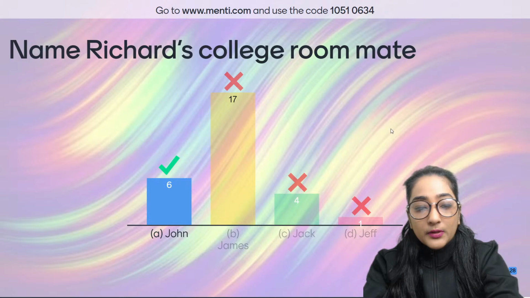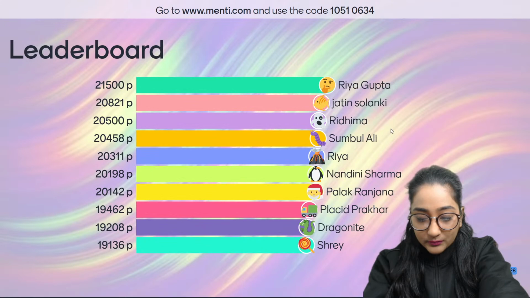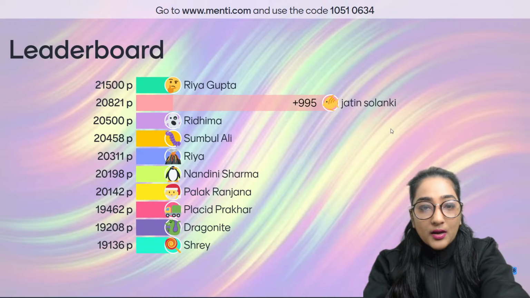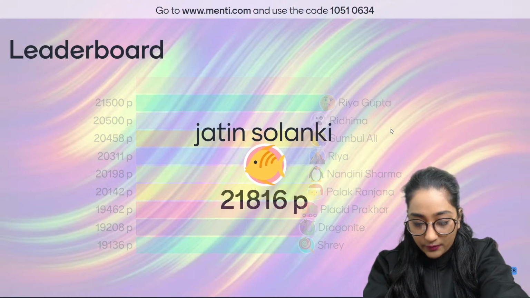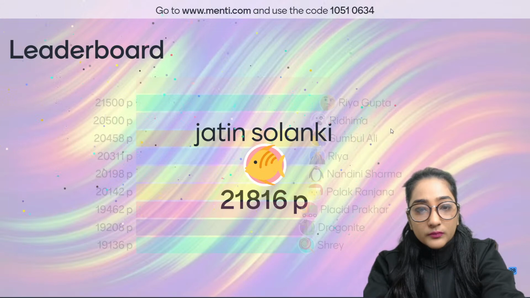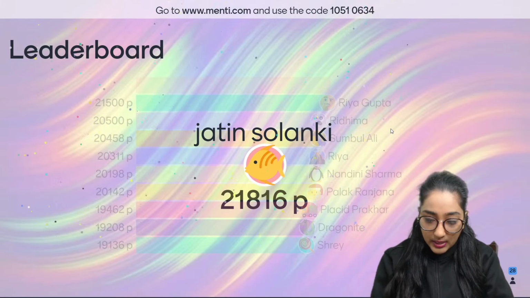Alrighty people, now we are gonna move ahead. And let's have a look at the leaderboard, everyone. We did that towards the last. So Riya, Jatin, Radhima, Sumbul, Riya, Nandini and Palak, Placid, Prakar, Dragonite, Shrey. Okay, so Jatin, you are the fastest one. Alrighty, here we are moving ahead, everyone. So, Jatin, very many congratulations. Alrighty, people. And here we are.